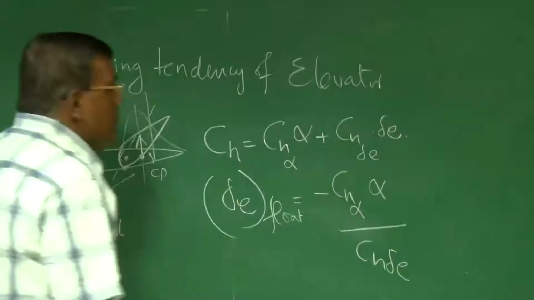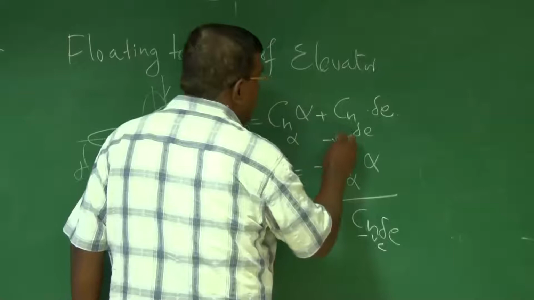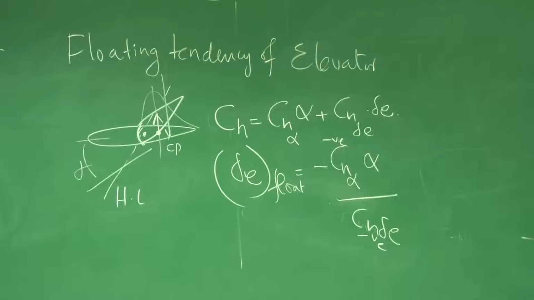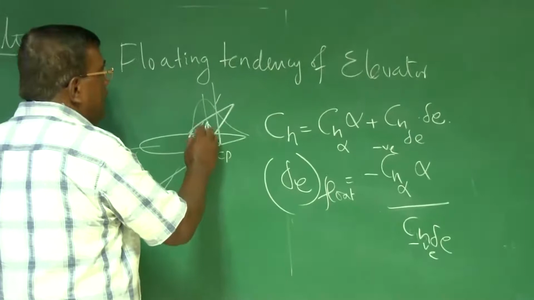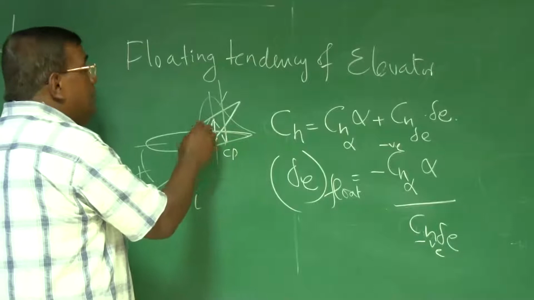And we know that this is negative, this is negative. So for a positive alpha, the floating elevator will be negative. It will automatically float because over the elevator, the pressure distribution will be such that if the center of pressure of the pressure distribution is behind the hinge line, it will try to float up with alpha.